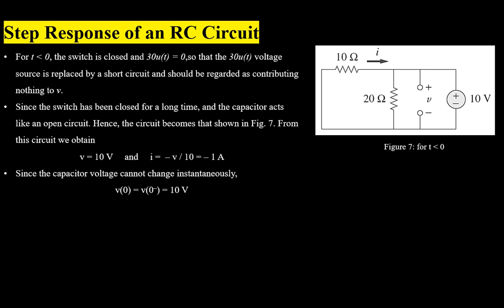Now for this circuit, we will make analysis in two parts. First of all, we will make analysis for time t less than 0 and then we will make analysis for time t greater than 0. Now starting with time t less than 0, we know that the 30 u of t will equal to 0, so the voltage source will be replaced by a short circuit. And this source will contribute no voltage. And the resultant circuit is shown in the figure 7.